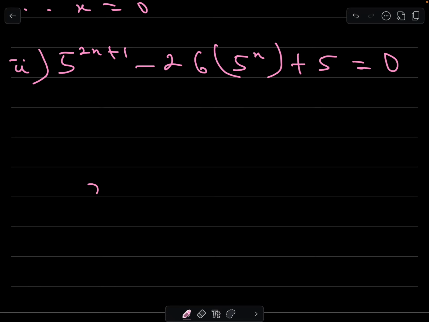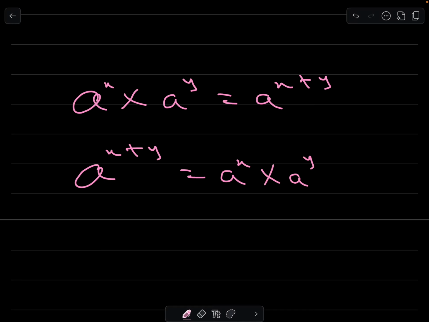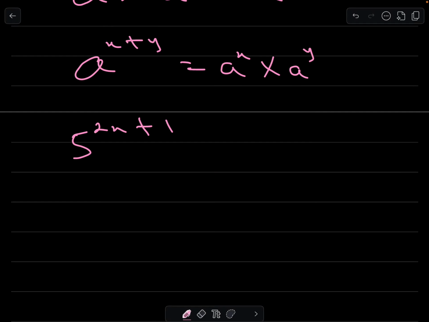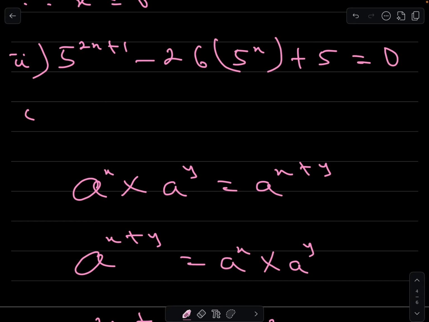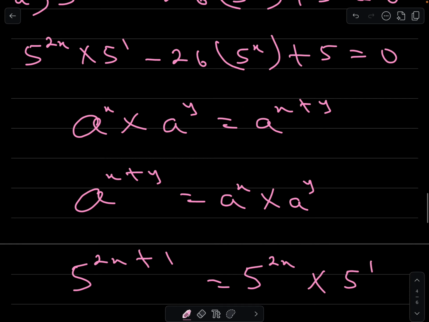Now here we know that a raised to power x times a raised to power y is equal to a raised to power x plus y. That means I can also say a raised to power x plus y is equal to a raised to power x times a raised to power y, which means 5 raised to power 2x plus 1 is the same as 5 raised to power 2x times 5 raised to power 1. So that's what I'm going to write here. 5 raised to power 2x plus 1 means 5 raised to power 2x times 5 raised to power 1 minus 26 times 5 raised to power x plus 5 equals 0.